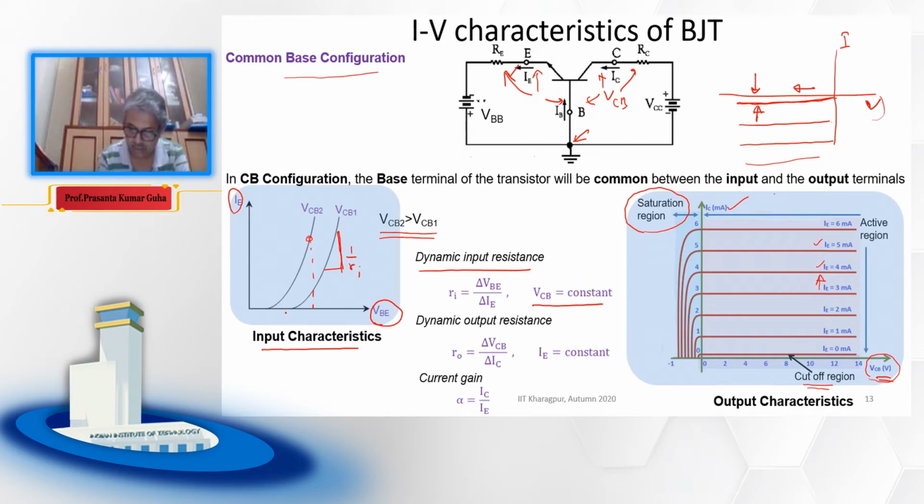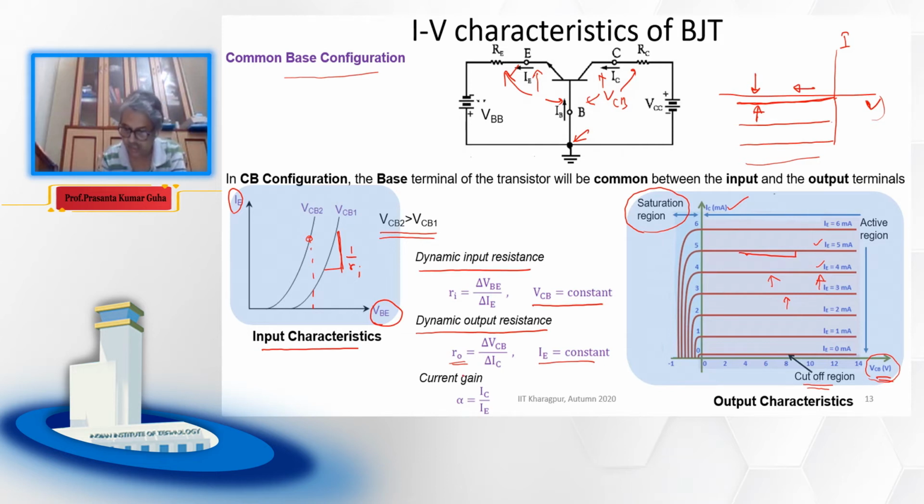Now dynamic output resistance similarly you can find out from the slope here. From this slope you see that R naught will be very high, because IC is hardly changing with VCB, that we have already discussed. So this R naught will be very large, and the way we define it is R naught equals delta VCB over delta IC at a constant value of IE, because for a particular value of IE we can calculate this R naught. That is the output resistance or dynamic output resistance.